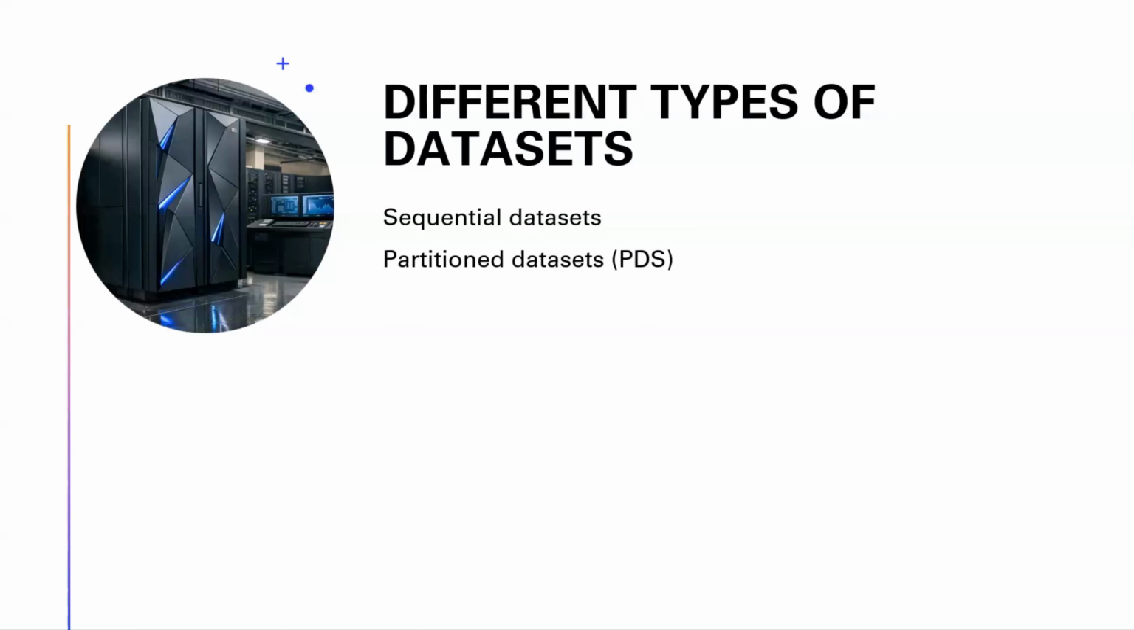And the next type is a partitioned data set, or PDS, in the Z world. It's kind of like a file, but it's more akin to a folder or a directory. You can have individual members inside of the PDS, and then each of those would be similar to the sequential data set, but again, they're organized within the PDS.